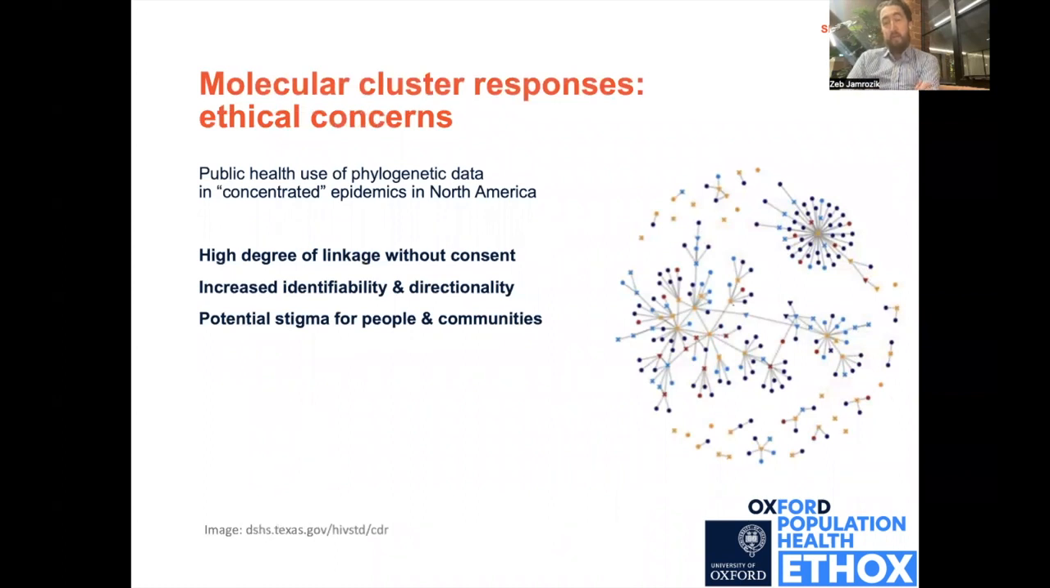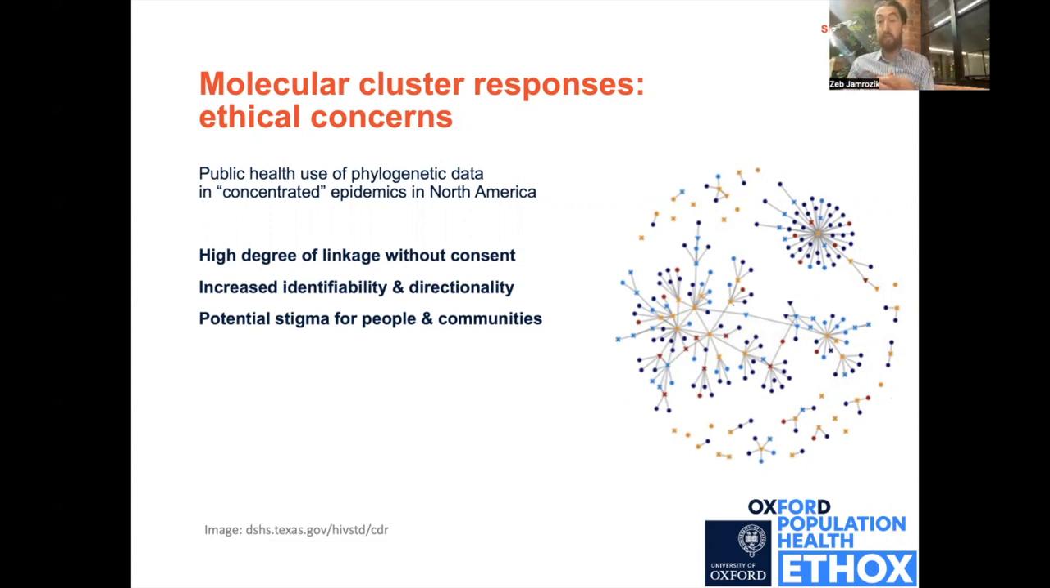But in addition to those benefits, phylogenetic analysis, or especially molecular cluster responses, so the use of phylogenetic data to identify and change the responses to clusters of transmission in the public health context, has raised some ethical concerns about different types of risks and ethical considerations. In particular, there's been a significant use of this approach in so-called concentrated epidemics in North America, where transmission is often concentrated among certain so-called key populations, such as men who have sex with men or people who inject drugs. And these analyses often include a high degree of linkage, linking different types of data: HIV genetic data, epidemiological, geographic data, and so on.